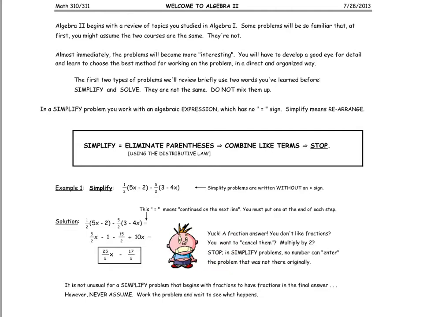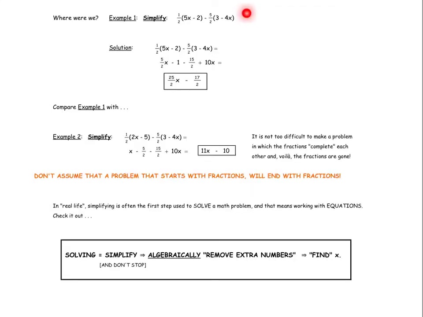It's not unusual for a simplified problem that begins with fractions to have fractions in the final answer. However, never assume. Work the problem and wait to see what happens. Just to refresh your memory, this was example 1, and this was the solution to example 1. Now compare example 1 with example 2, which is also a simplified problem, except it has one very small difference.